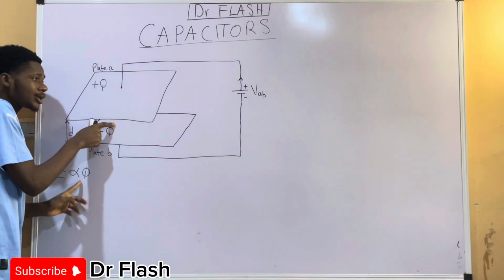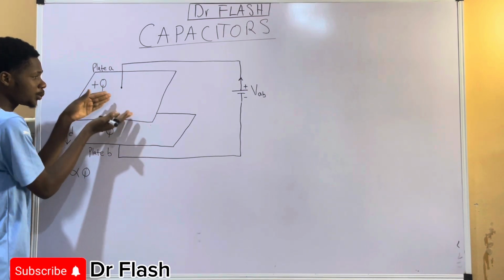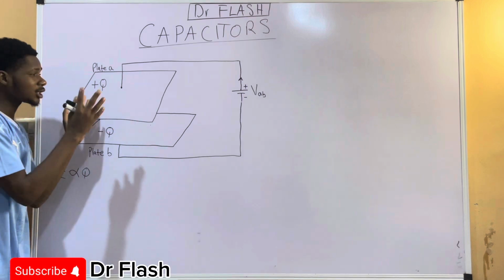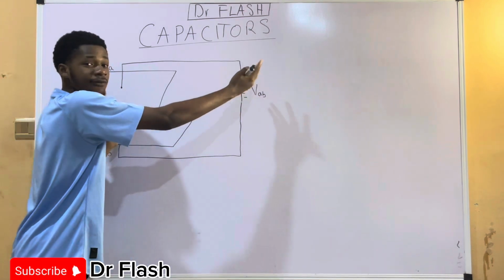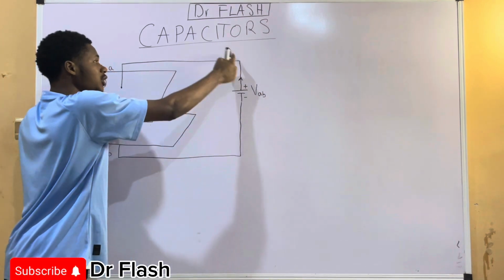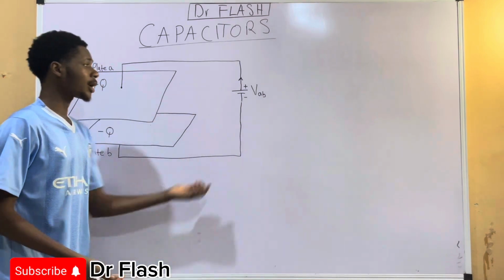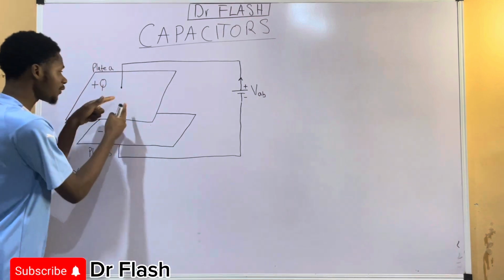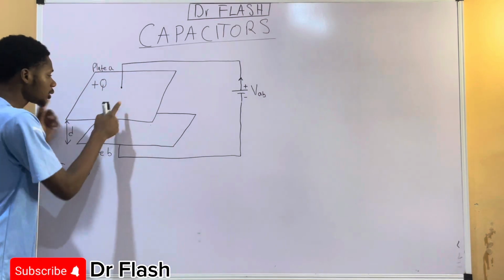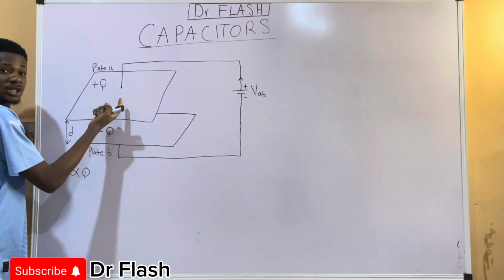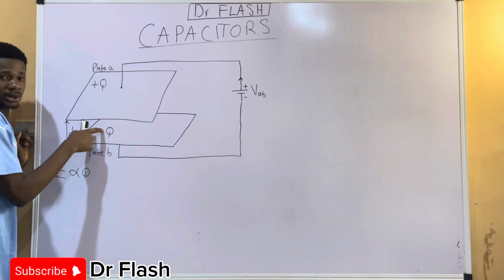Why does it do that? These two plates are initially at a potential difference of 0, and this one is, let's say, fully charged. So it will have to give out charges just to make sure they are equal in value. Let's say the final value now becomes VAB. So the potential difference here will also be VAB. Now the potential difference at this point starts increasing, causing the number of charges to increase as well.